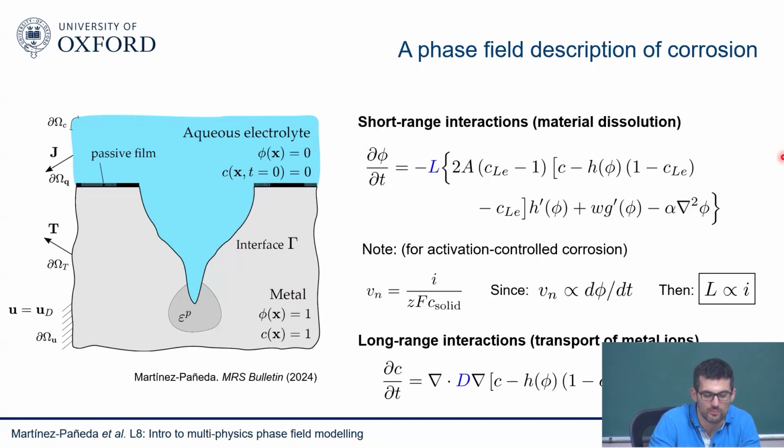You do have a rate-dependent term. This is all fine. There are a few parameters that come into play there, but we can see that basically what governs everything is this mobility coefficient L. And you can show analytically that under conditions of activation control corrosion, this mobility coefficient L is proportional to the corrosion current density. Remember that you have this expression for the velocity of the corrosion front under activation control corrosion conditions. And since this velocity is proportional to the change of the phase field with respect to time, then you can conclude that L is proportional to the corrosion current density.